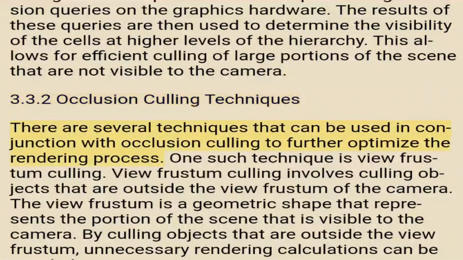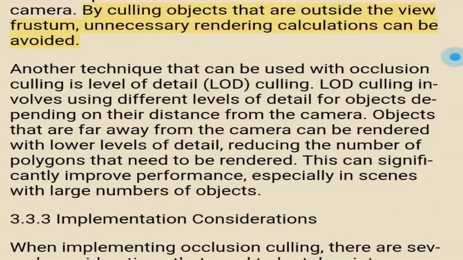3.3.2 Occlusion culling techniques. There are several techniques that can be used in conjunction with occlusion culling to further optimize the rendering process. One such technique is view frustum culling. View frustum culling involves culling objects that are outside the view frustum of the camera. The view frustum is a geometric shape that represents the portion of the scene that is visible to the camera. By culling objects that are outside the view frustum, unnecessary rendering calculations can be avoided.